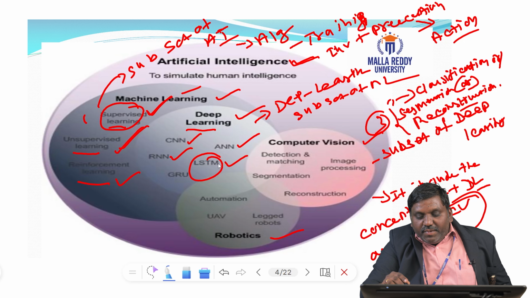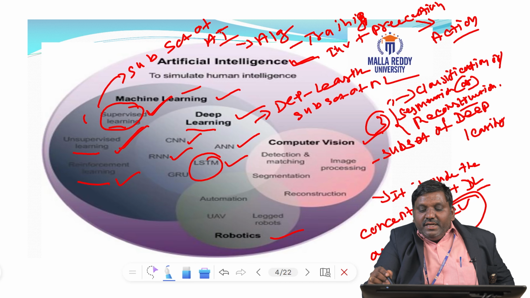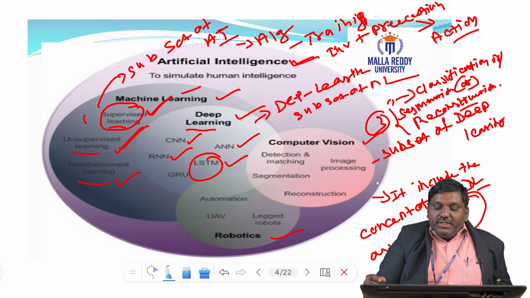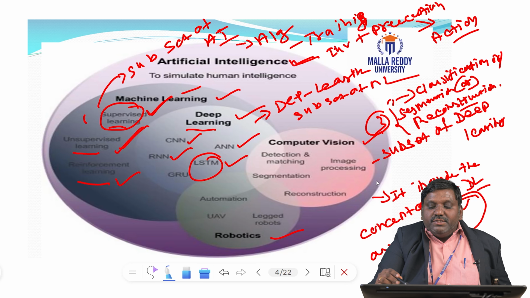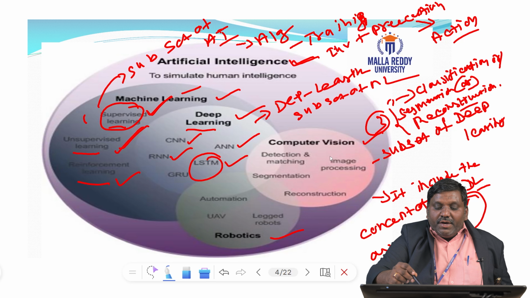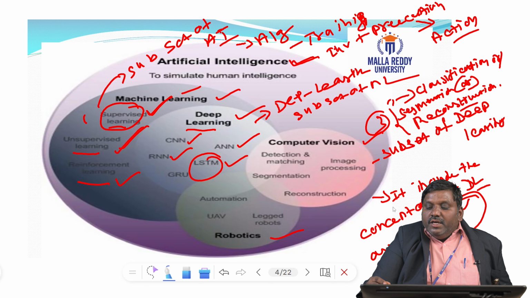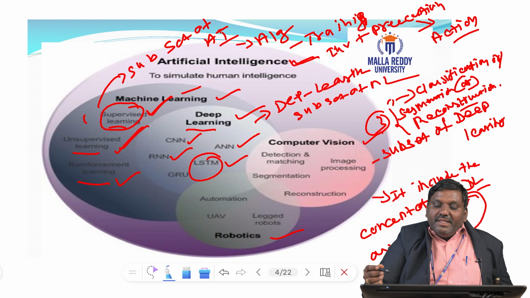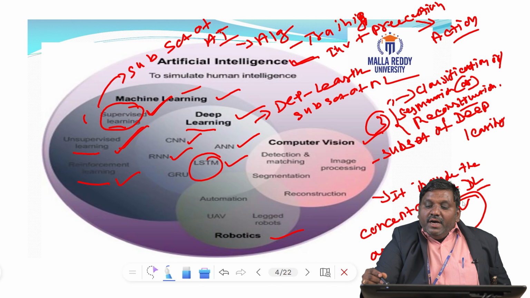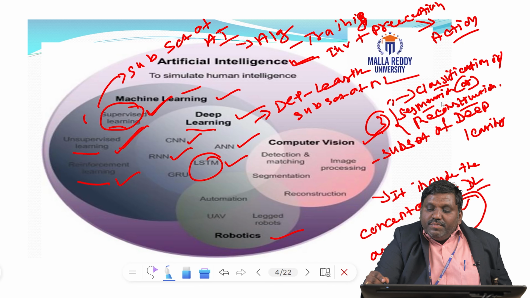Then we come to computer vision. Computer vision can be defined as a subset of ML as well as DL. Here we use the concepts of machine learning as well as deep learning techniques. Along with that, we use some additional computer vision algorithms, either a classification algorithm, a segmentation algorithm, or a reconstruction algorithm.